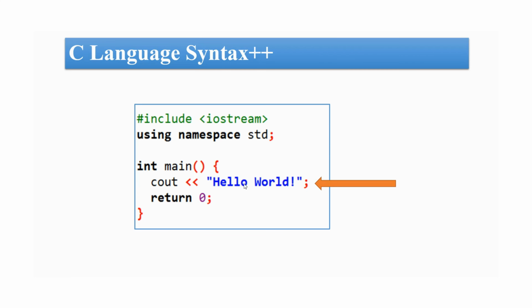Every C++ statement ends with a semicolon. So you don't have to forget this semicolon, otherwise the program will give us an error. The next line is return 0. It ends the main function. So this main function starts here and will finish by writing return 0.